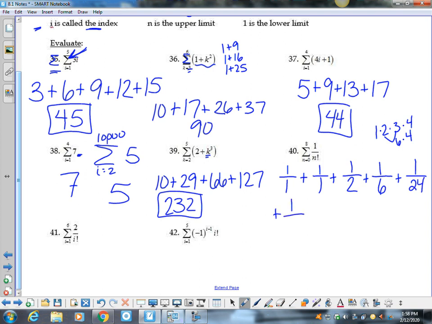5 factorial, and feel free to use your calculator. Remember, it's under math, and then go over to probability. 5 factorial is 120. 6 factorial is 720. 7 factorial is 5040. And 8 factorial is 40,320. So you're going to add all this up in your calculator, and you're going to get 2.72.